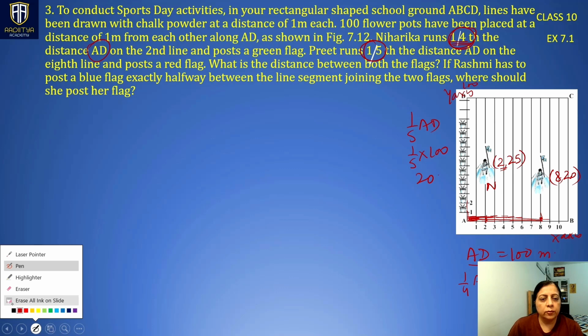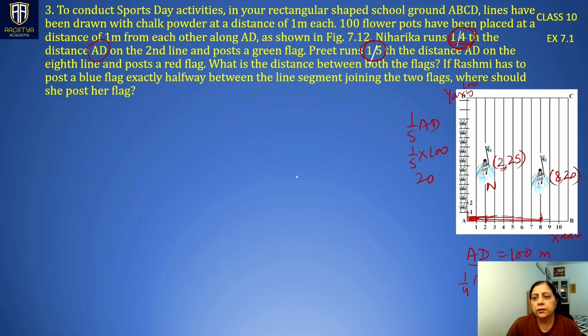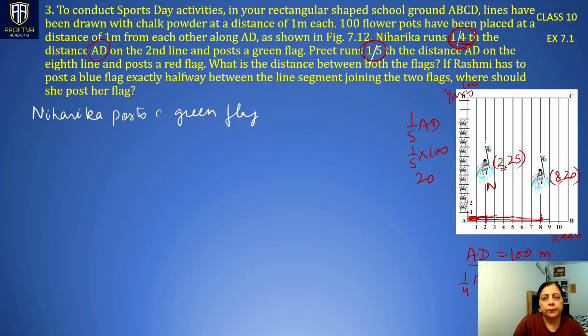So here you had to first analyze the coordinates of both the contestants, and then you have to find the distance. Okay, read this question again. Niharika runs 1/4 of the distance AD on the second post and posts a green flag. Now she is posting a green flag. Niharika posts a green flag, right? Preet runs 1/5 the distance AD on the 8th line and posts a red flag.